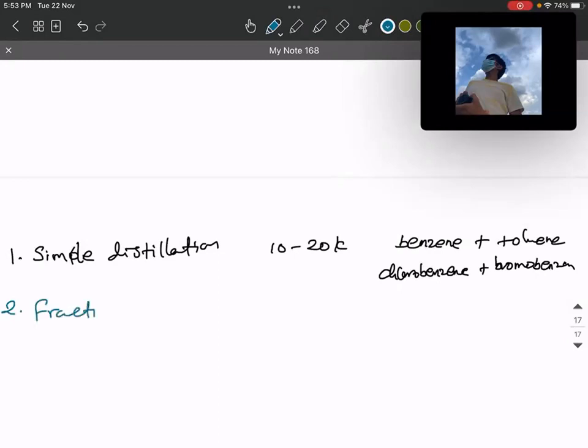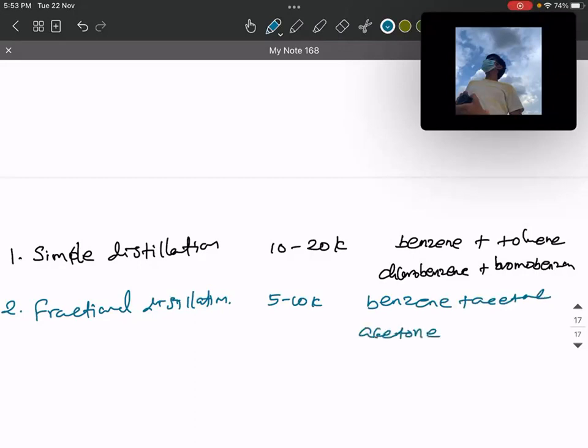And the second one, fractional distillation. If the difference is 5 to 10 Kelvin, you can separate it by this method. So what are the things? Benzene plus acetone, acetone plus methanol. By using this method we can collect it.